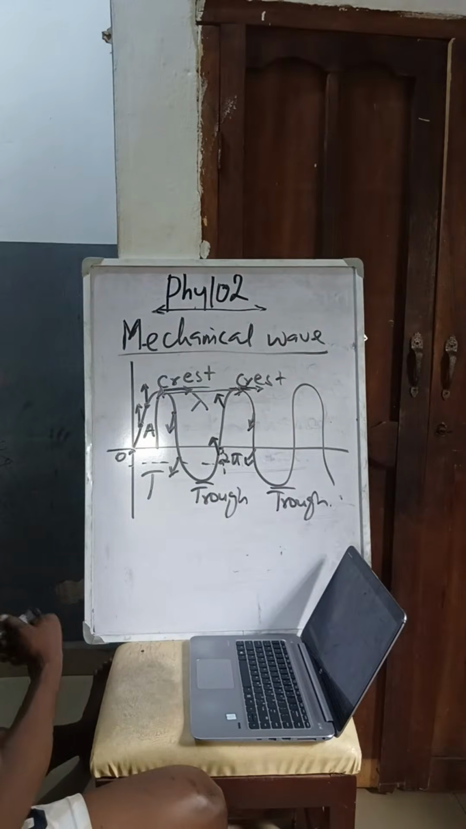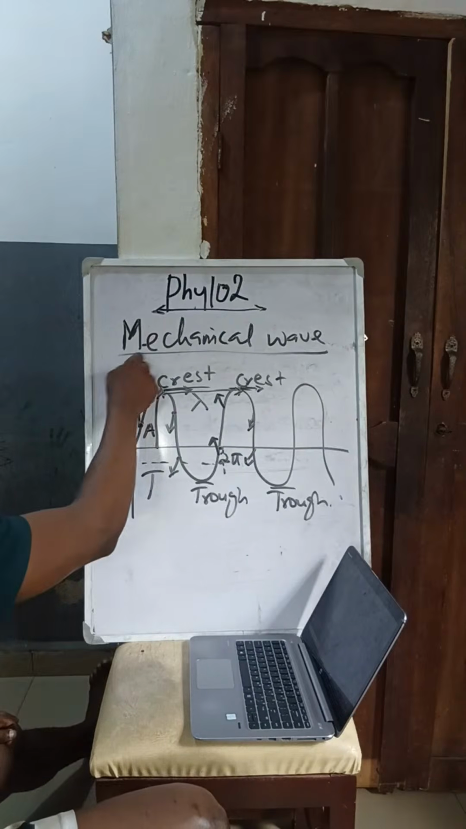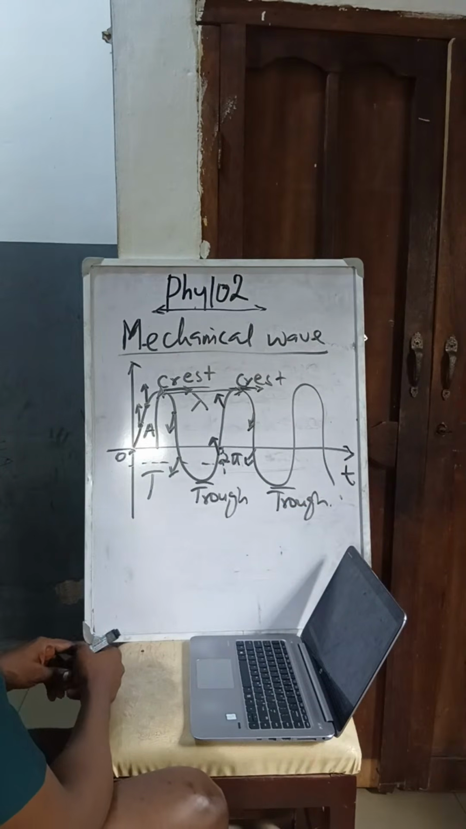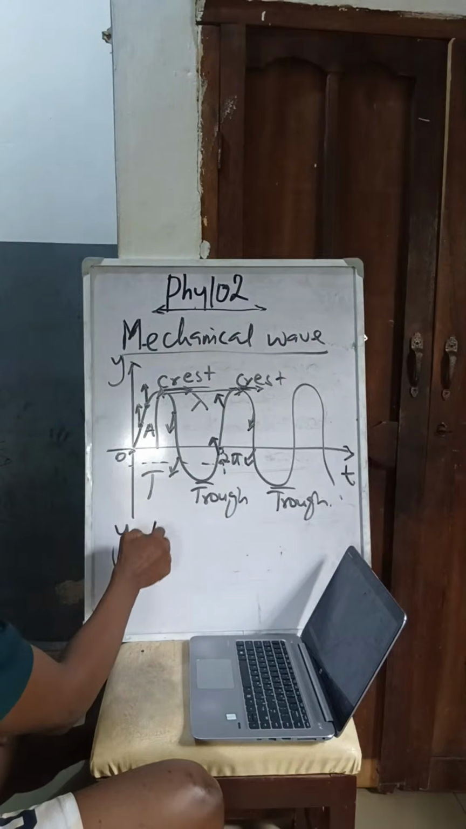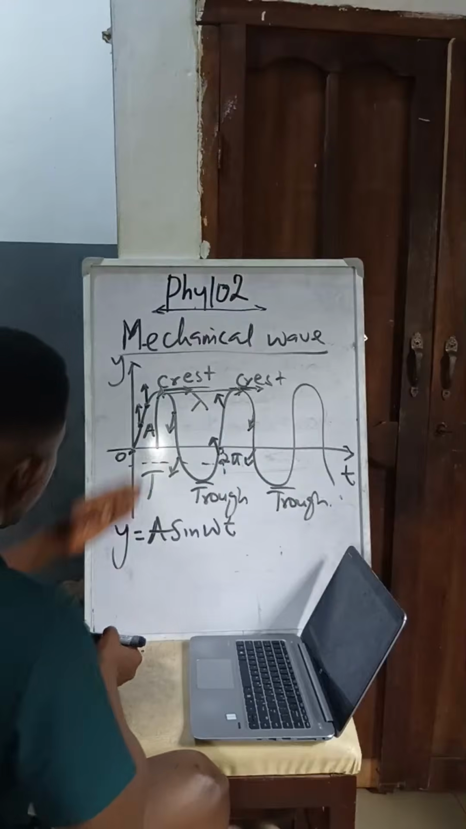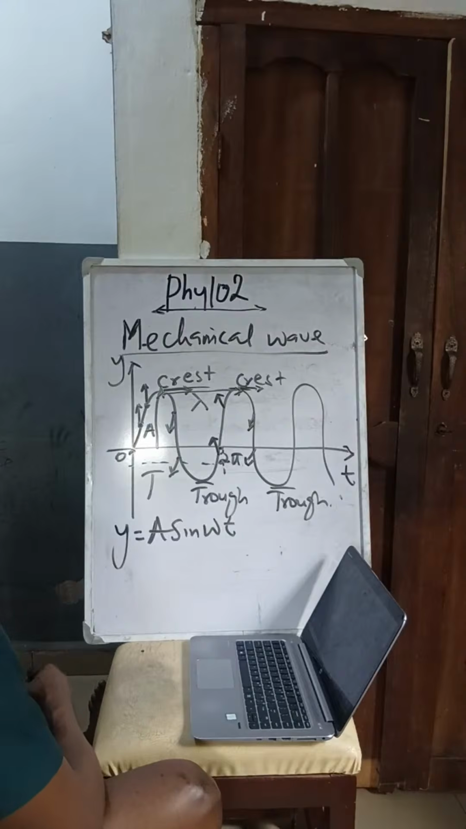Have you seen that we have crest and trough? This is a transverse wave. Where A is the amplitude, ωt is the phase angle.